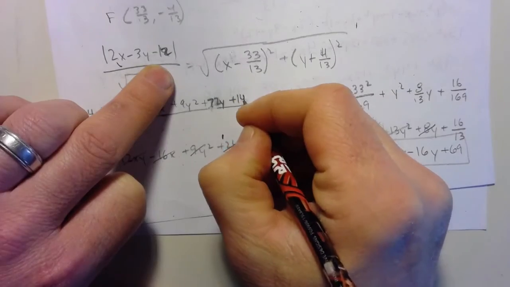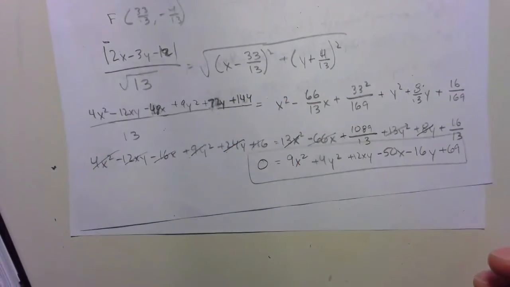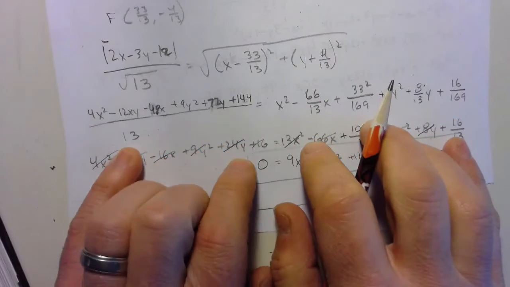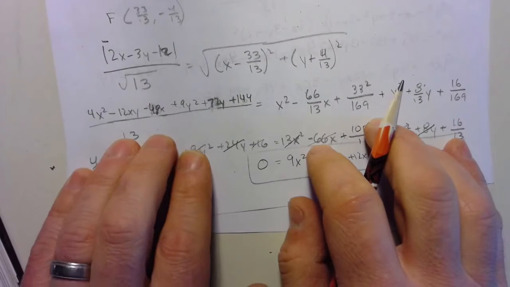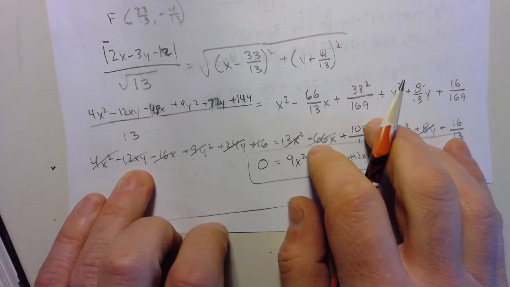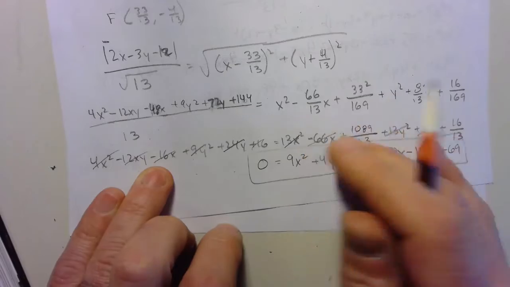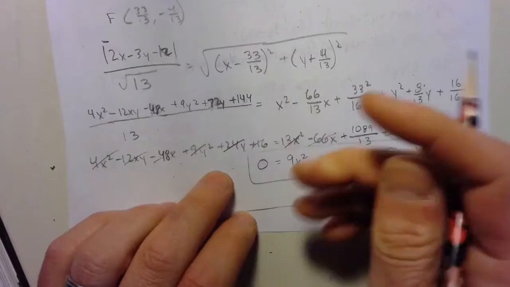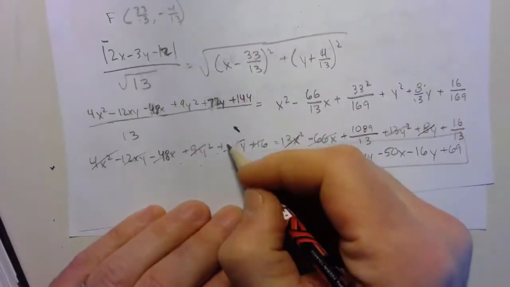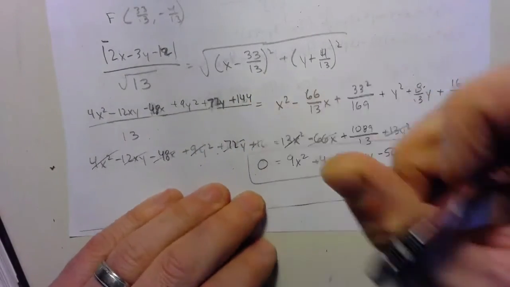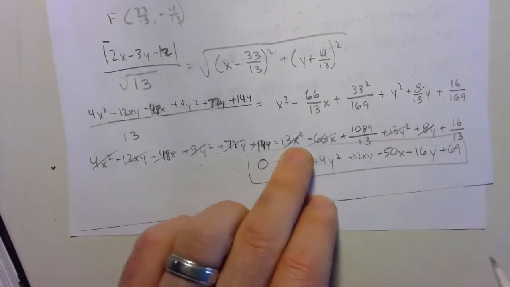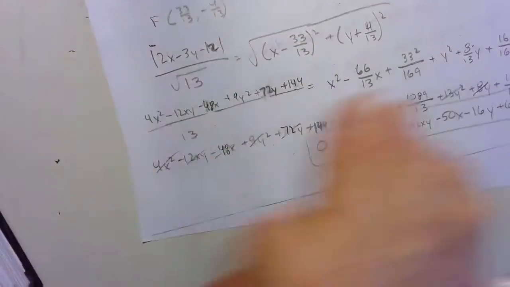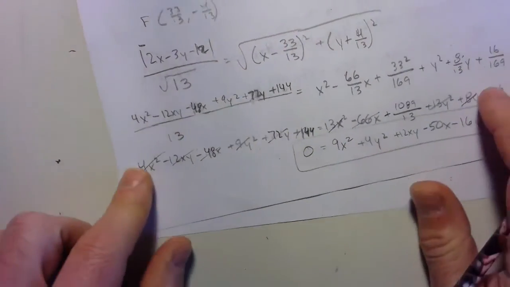Again, I'm re-recording this video because I made a careless mistake last time. Okay, so that's why you're seeing other numbers there. So we're at this point. Okay, now I'm going to scale everything by 13. So this side's going to be 4x squared minus 12xy minus 48x plus 9y squared plus 72y plus 144. Okay, the other side's going to be this right here. Ignore the cross-out marks. That was my next step, for myself. Okay, and then I combine like terms.